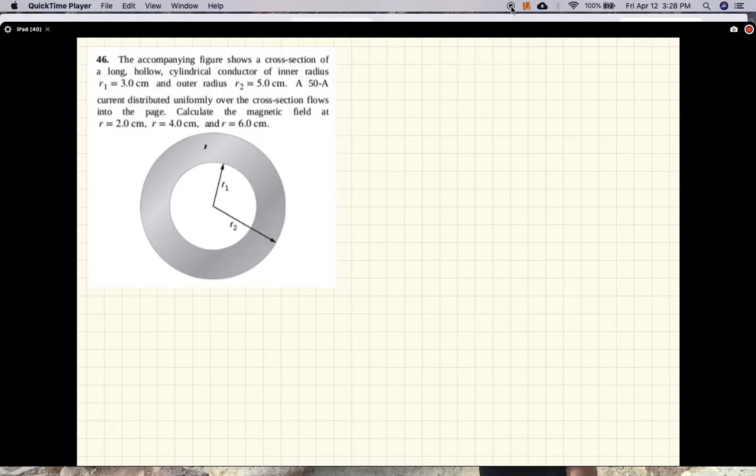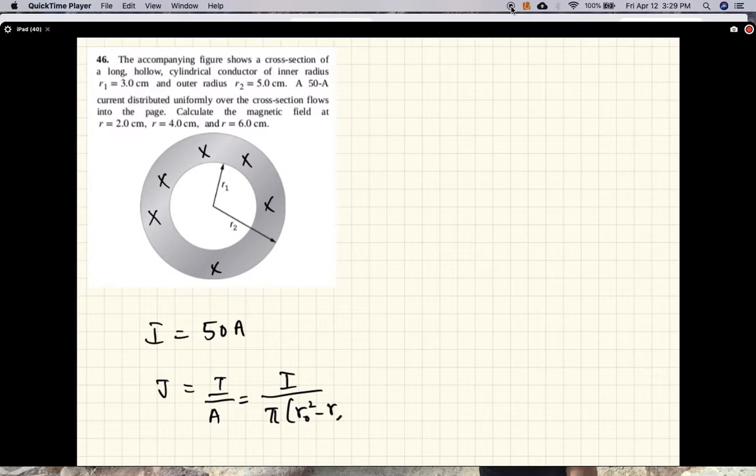Okay, so the current is flowing into the page. The current is 50 amps. What we'll need is the current density. The current density is the current divided by the area through which it's flowing, and it's constant because the current is flowing uniformly throughout the area, and the area is just pi times r outer squared minus r inner squared. So that's the current density.